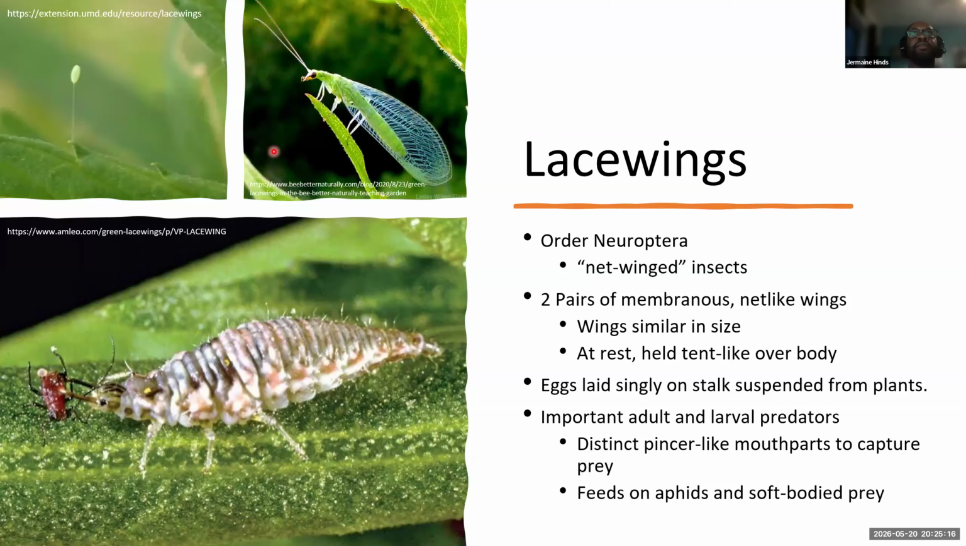You see a completely different body plan. So this is a holometabolous insect. Important adult and larval predators, they have that pincer-like mouthpart, and they feed on soft-bodied prey.